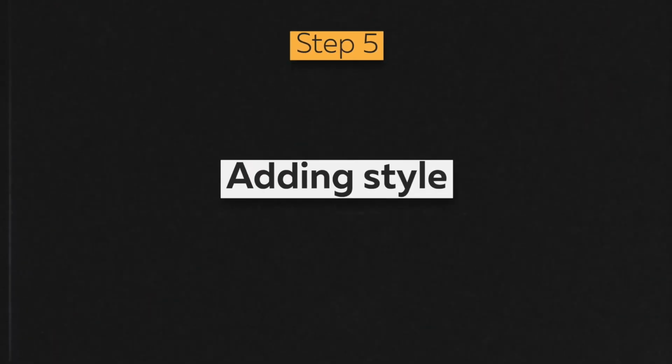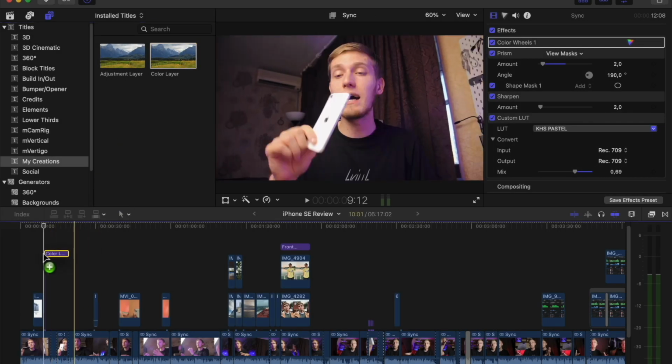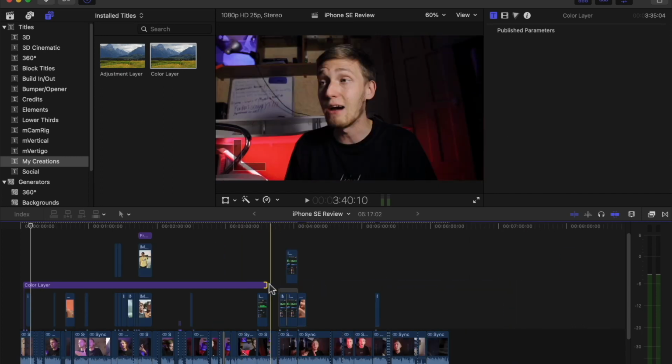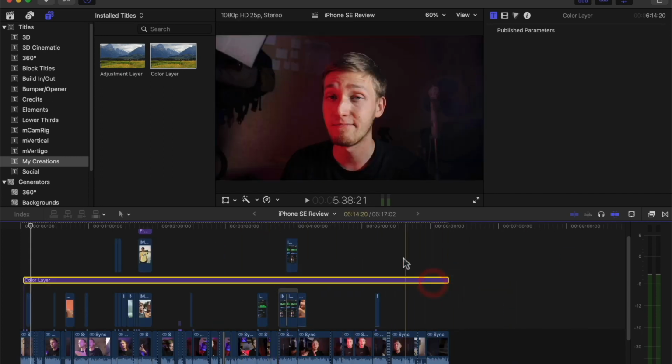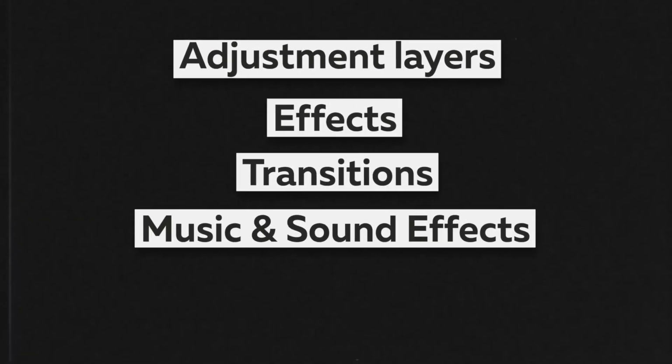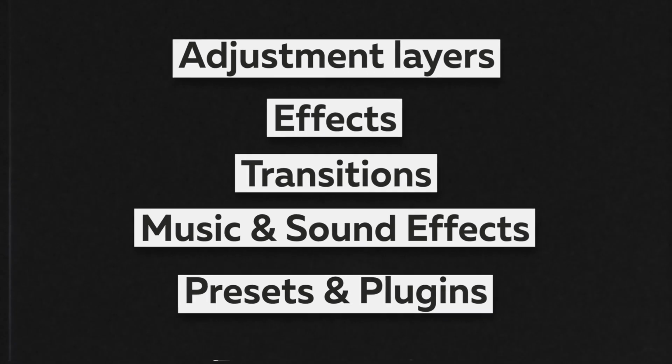Step 5: adding style. If I like how my video looks, I start to color grade the video and add style to it. I use a collection of my assets, and I've said a lot about the different templates I collected during my content creation journey. So adjustment layers, effects, different transitions, music, sound effects, and the additional presets that I created.